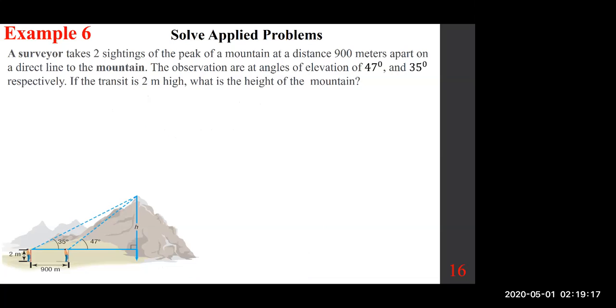All right, again, more applications. Could somebody read this question, please? A surveyor takes 2 sightings of the peak of a mountain at a distance 900 meters apart on a direct line to the mountain. The observations are at angles of elevation of 47 degrees and 35 degrees respectively. If the transit is 2 meters high, what is the height of the mountain?